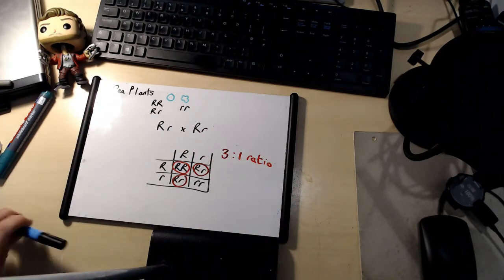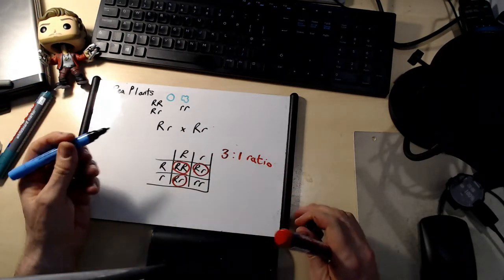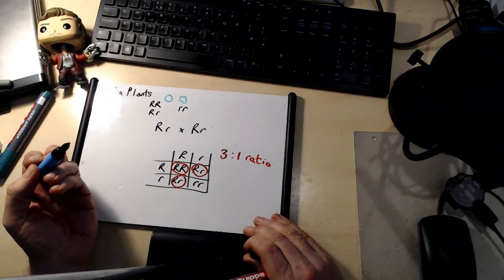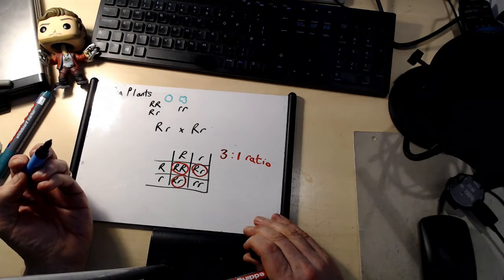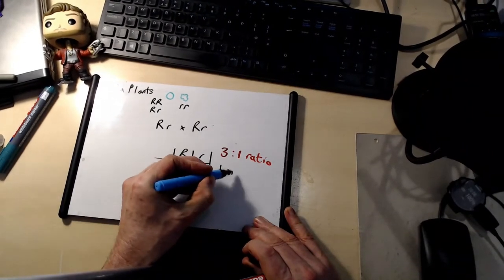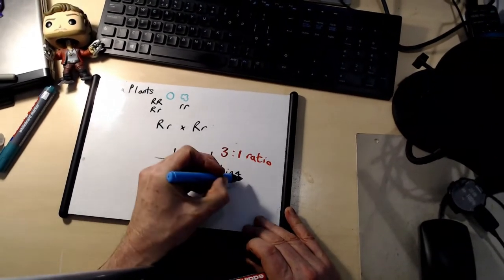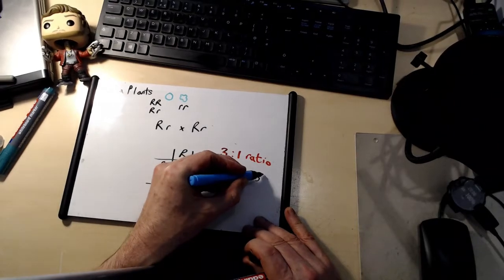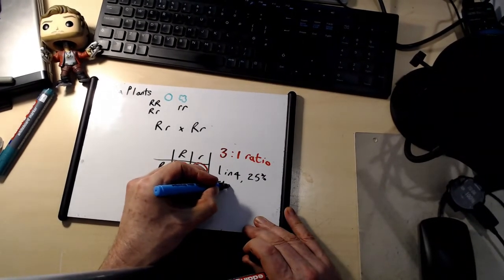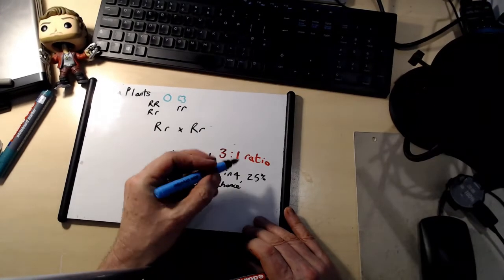So in terms of round peas, it's a 3-to-1 ratio of plants producing round peas to plants producing wrinkly peas. This means there is a 1 in 4, or 25%, chance of any new plant being a wrinkly pea.